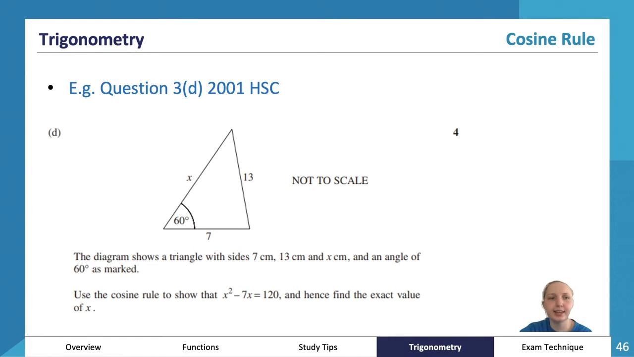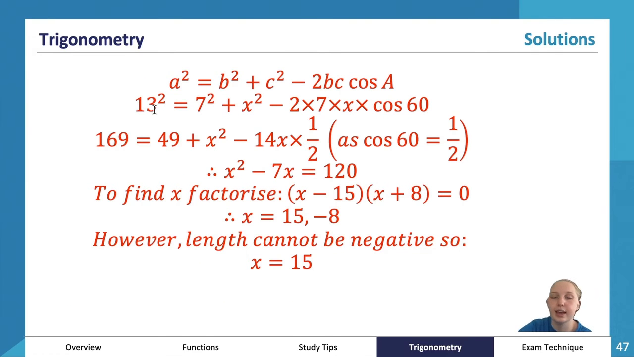I think a lot of people tend to innately think that when you're being asked to use the cosine rule, whatever side is marked with the pronumeral is the one that is going to be using the angle. But in this case, we've got to recognize that this angle is opposite from the 13. So in this case, our C is actually going to be 13, because C is whichever side is opposite your angle. Hence, we've got 13 squared equals 7 squared plus x squared minus 2 times 7 times x times cos 60.